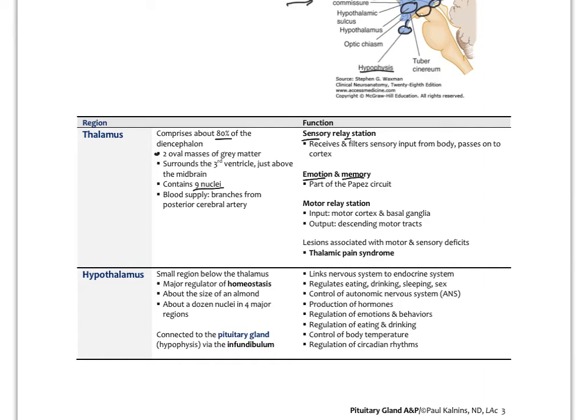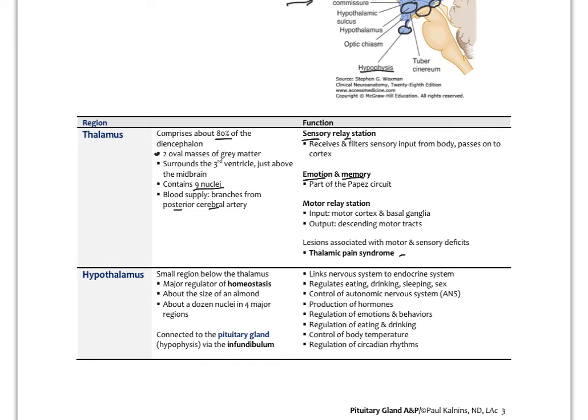It's a motor relay station as well. So there are inputs from the motor cortex and the basal ganglia, and then outputs through the descending motor tract. So there's also a motor filtering and organization activity there. And then, of course, lesions there are associated with motor and sensory deficits, and that's part of the thalamic pain syndrome. Just a technical note, the blood supply to the thalamus is from the posterior cerebral artery, so any infarction along that artery could result in damage to the thalamus.